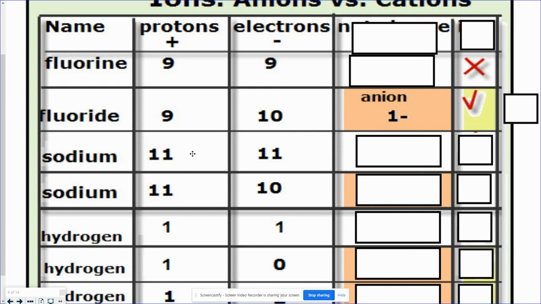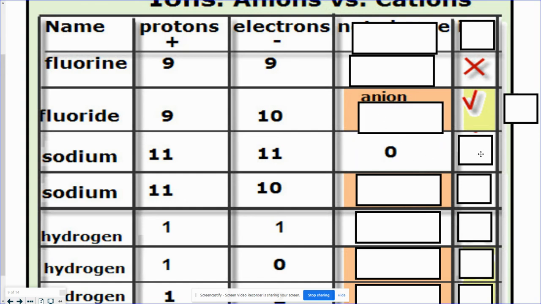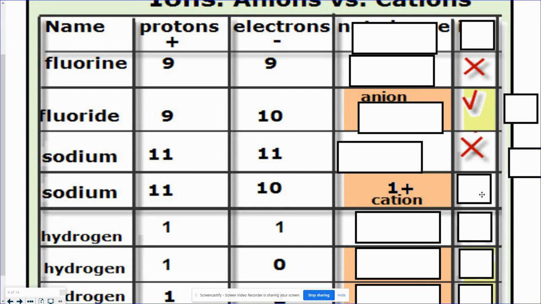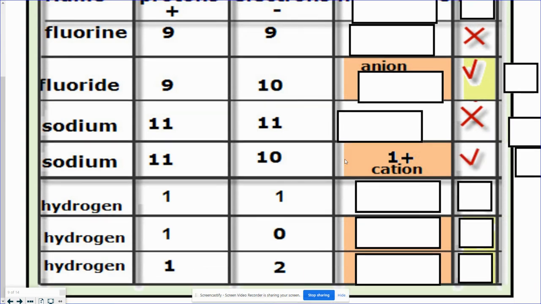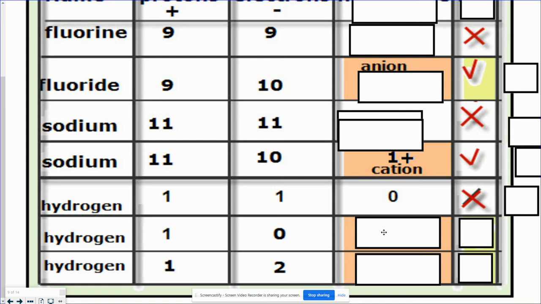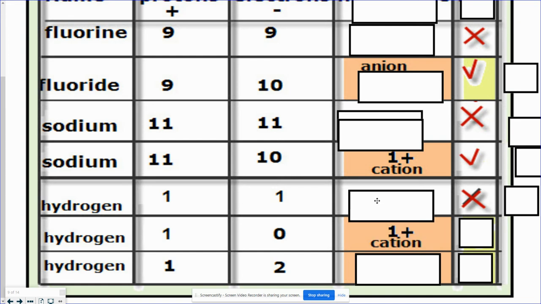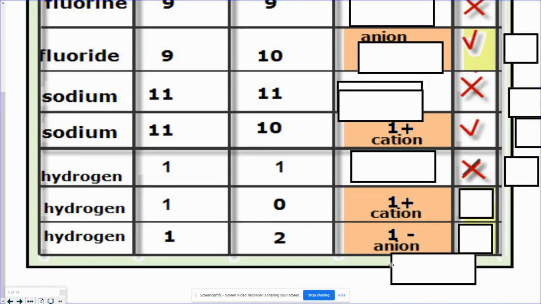Sodium, if they're equal protons and electrons, they have no charge, and they are no ion. This one has 11 protons and 10 electrons, therefore it is a cation with a +1 charge and a check mark. Here are the 3 common charges that you might have for hydrogen. So hydrogen can be neutral if it has a proton and an electron. If it has no electron, it can have a +1 charge. And if it has a -1 charge, it has 2 electrons.